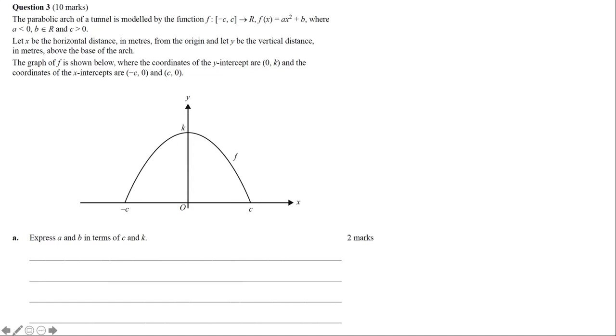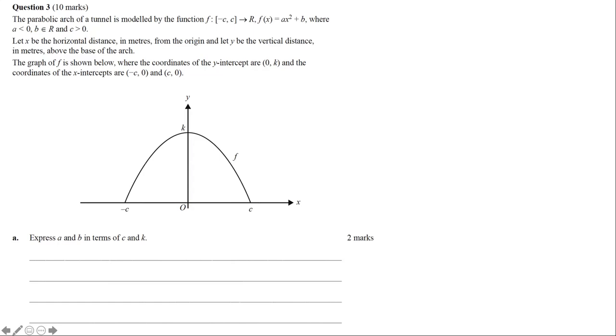Question 3. The parabolic arc of a tunnel is modeled by the function f from negative c to c. f of x is ax squared plus b, where a is less than 0, b is any real number, and c is greater than 0. Let x be the horizontal distance in meters from the origin, and let y be the vertical distance in meters above the base of the arc.